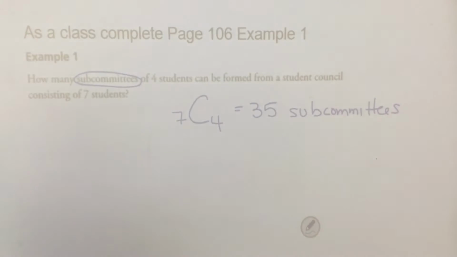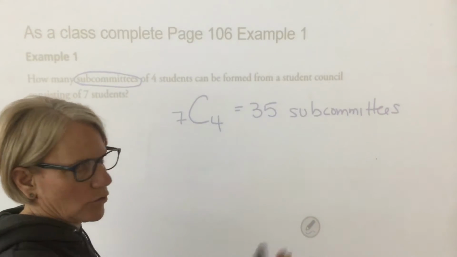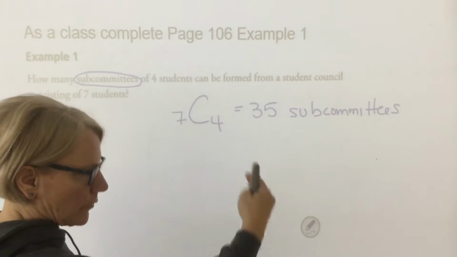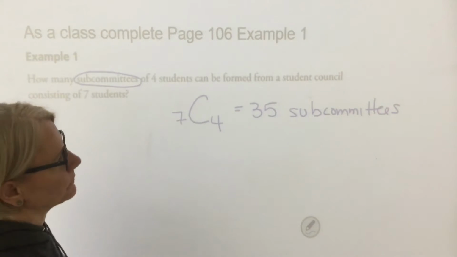Again, if I would have said, okay, I want 4 students from the 7, but I'm going to put them in an order like I have, the president, the vice president, the secretary, and the treasurer, that becomes a permutation.